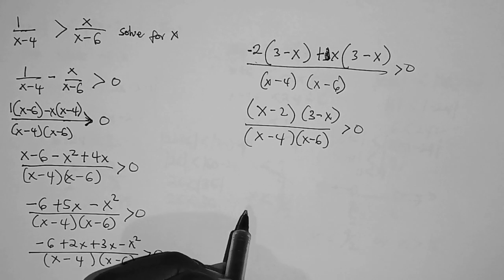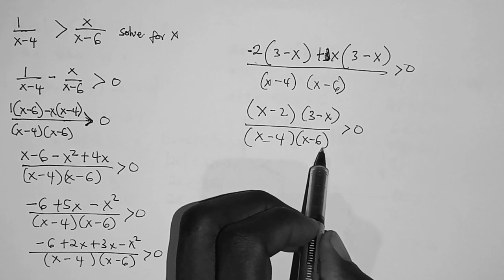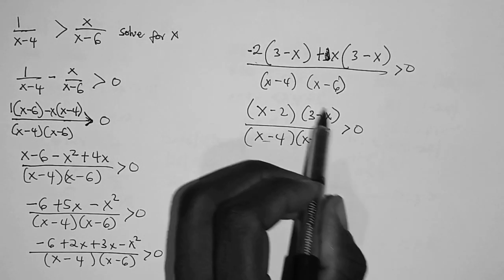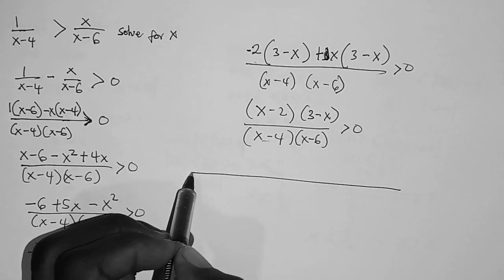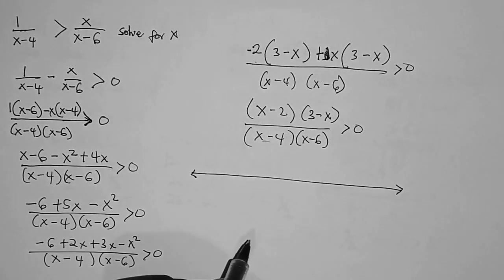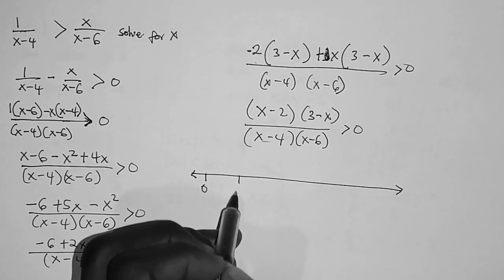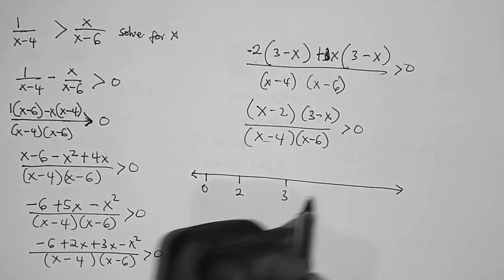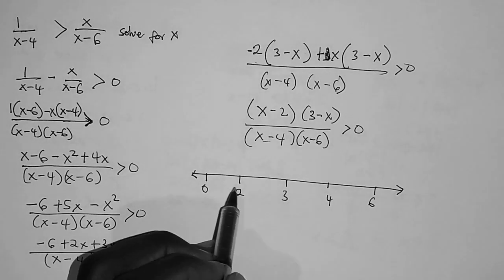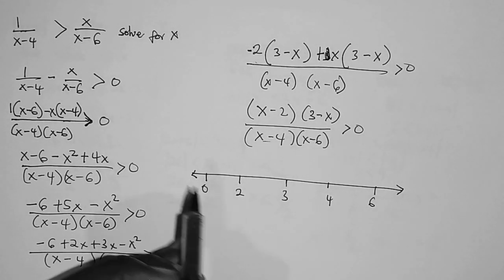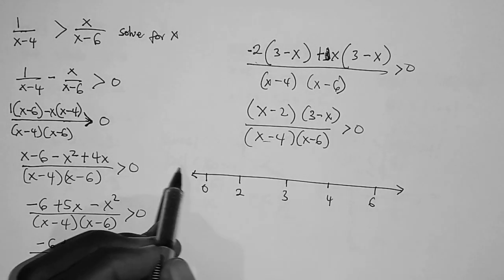So you can see that we have this constraint here. x cannot be 4 and x cannot be 6. And we also have 2 and 3. So let's try and represent this on a number line and shade the required regions. Let's assume this is our number line, and here is 0, 2, and then 3, 4, and 6. So let's take values less than 2 and insert them here. So let's assume 0.